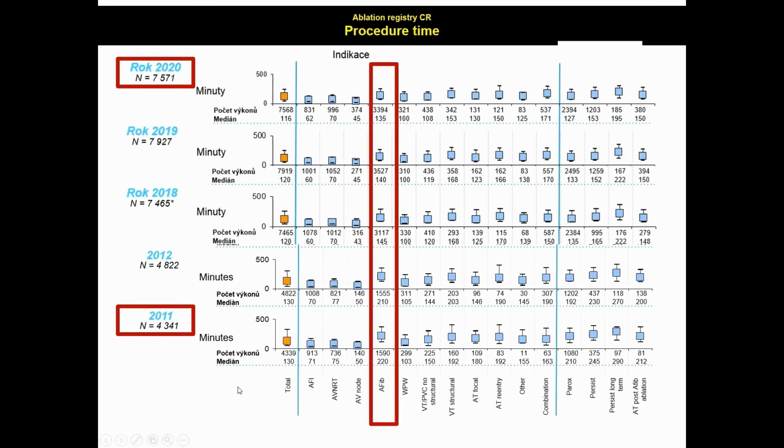What about procedure times? Again, a comparison of data from 2011 till 2020. In this red column are procedure times for atrial fibrillation. We started with an average ablation time of 220 minutes in 2011, then 210, 145, 140, and in 2020 it is 135 minutes. Nowadays, when we are using balloons, cryoballoons, and even electroporation, the ablation or procedure times are even less than 1 hour.